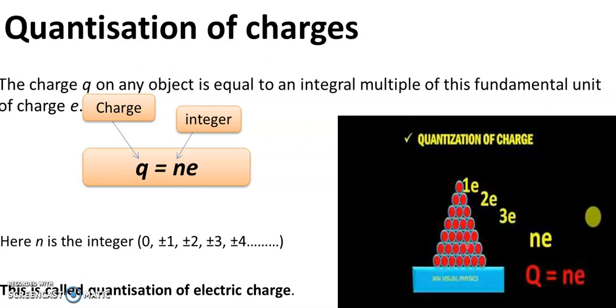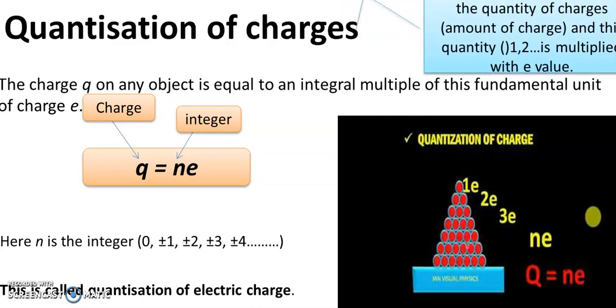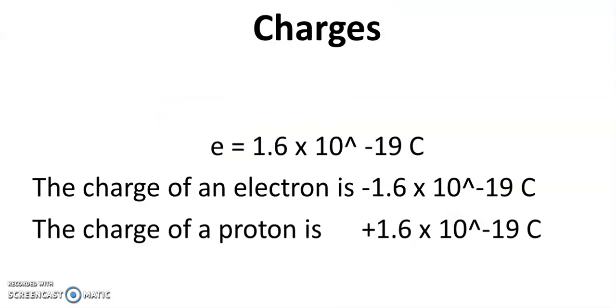To be even more precise, quantization is nothing but the quantity of charges. The name quantization itself explains that it's all about the quantity. Quantization is the quantity of charges, that is the amount of charge, and this quantity is multiplied with the e value. If I ask you to find the charge in a system, and I give you the number of electrons present there, what will you do? You will multiply the given value with the charge of the electron, that is 1.6 into 10 to the power of minus 19 coulomb. Right?